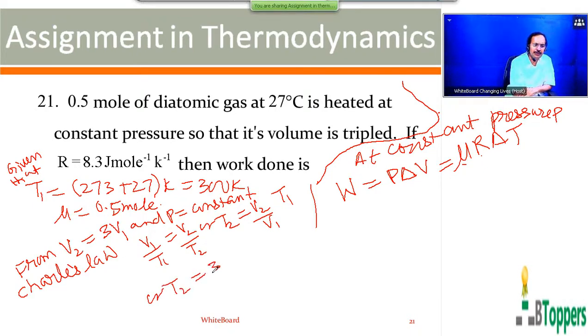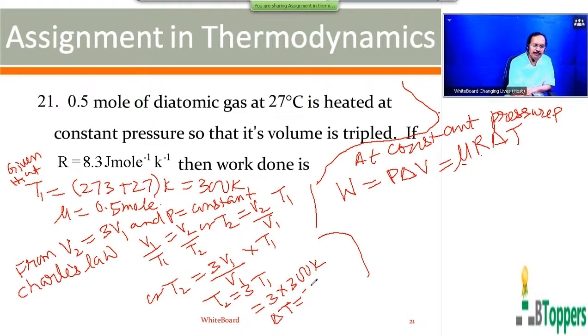T2 equal to, volume is tripled, so V2 is 3 times V1. So final temperature of the gas on Kelvin scale will be 3 times the initial temperature on Kelvin scale. Initial temperature is 300 Kelvin. So change in temperature of the gas is final temperature T2 minus initial temperature. The final temperature is 900 Kelvin, initial temperature is 300 Kelvin. So change in the temperature of the gas, you get 600 Kelvin.